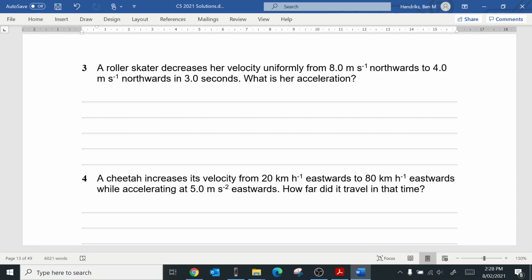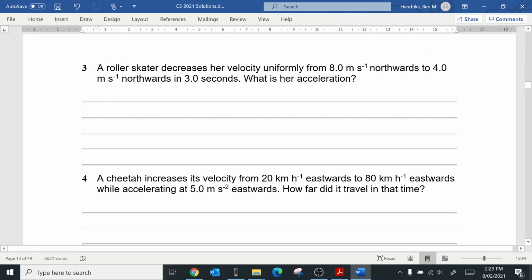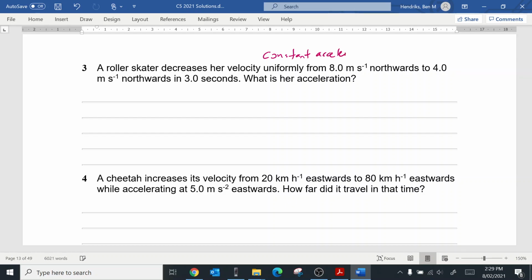Okay, welcome back. So we're going to do some examples now with the equations of motion. We are on page 13 and we're doing example 3. A roller skater decreases her velocity uniformly, so that means constant acceleration. That's what uniformly means. From 8 meters per second northwards to 4 meters per second northwards in 3 seconds.